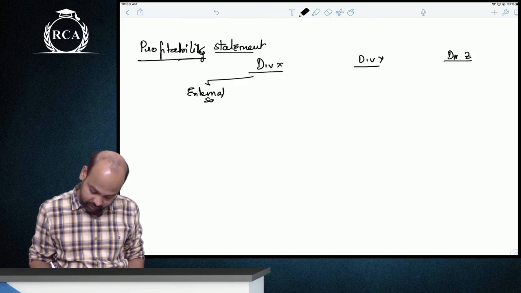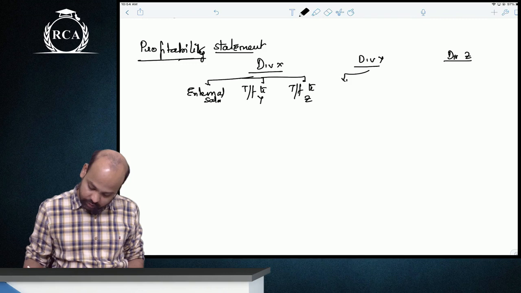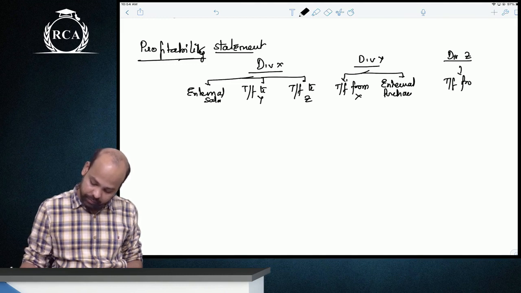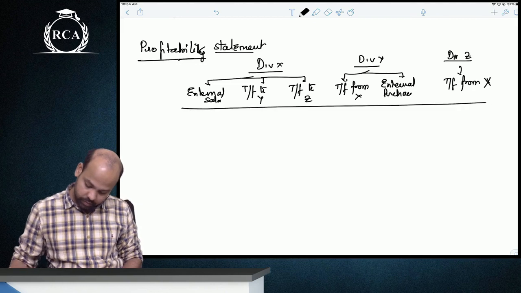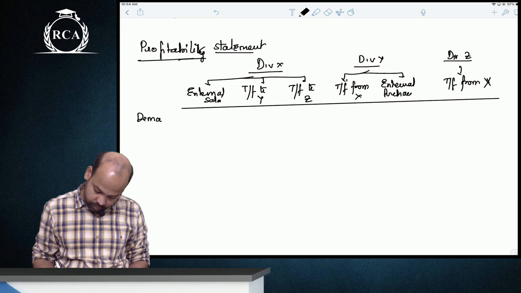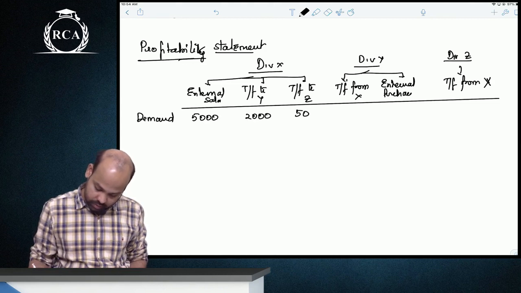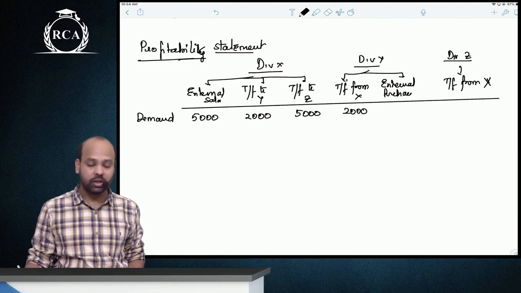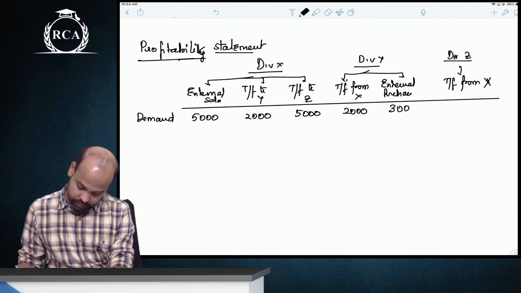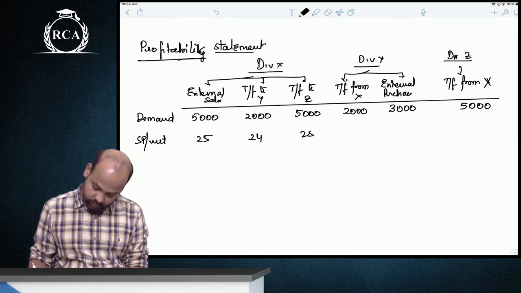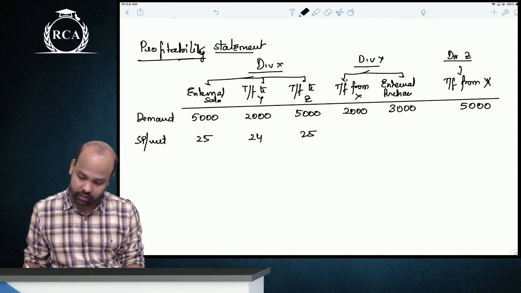Division X has external sales, transfer to Y, and transfer to Z. Division Y has transfers from X and external purchases from the external market, and they have transfers to Z. The demand, or the units: the total sales of division Y are 5,000 units.